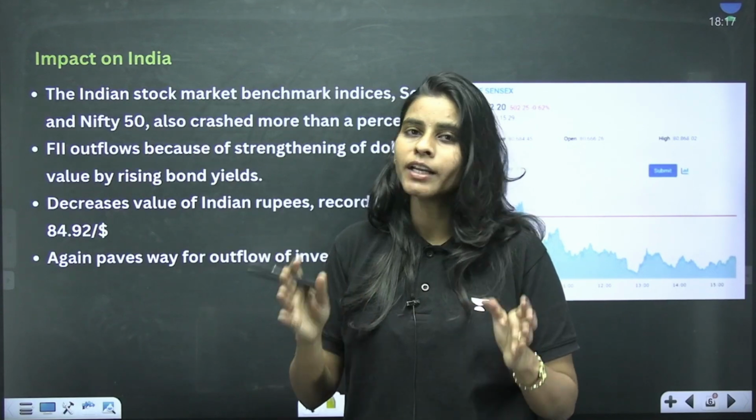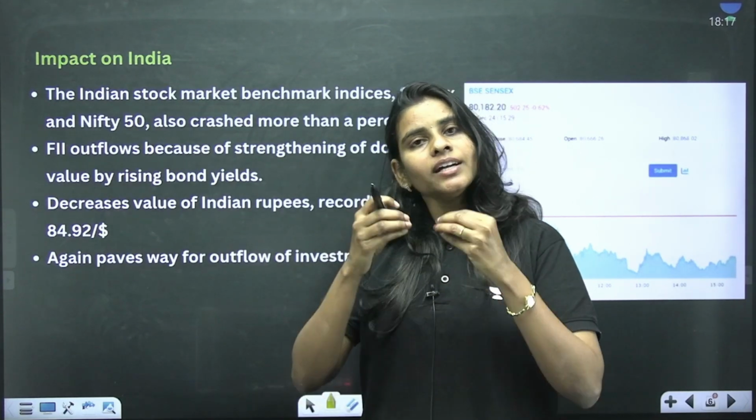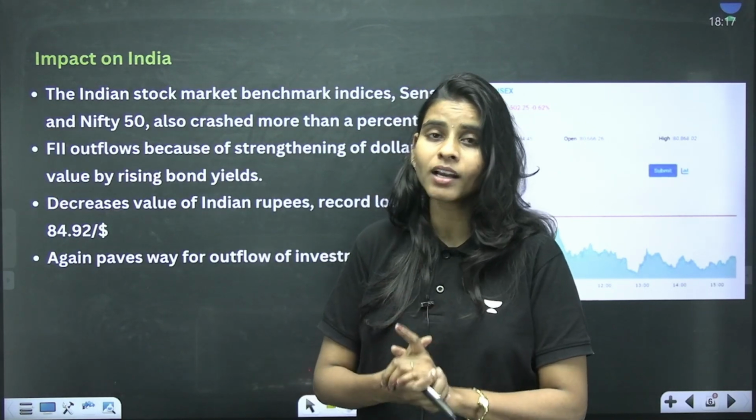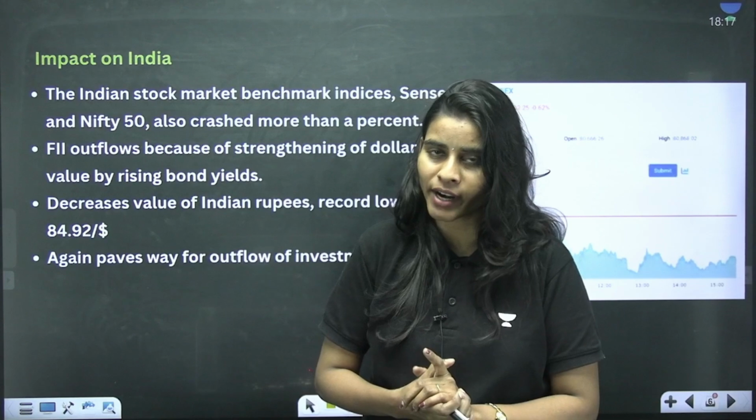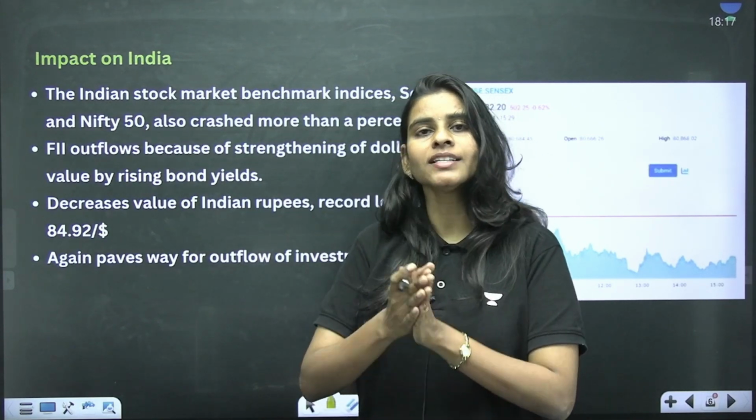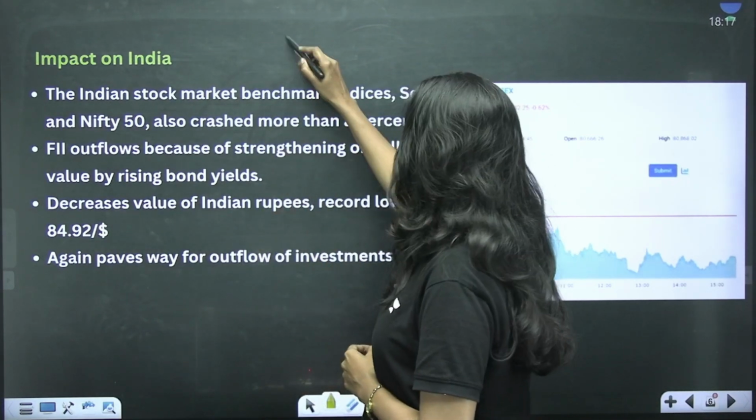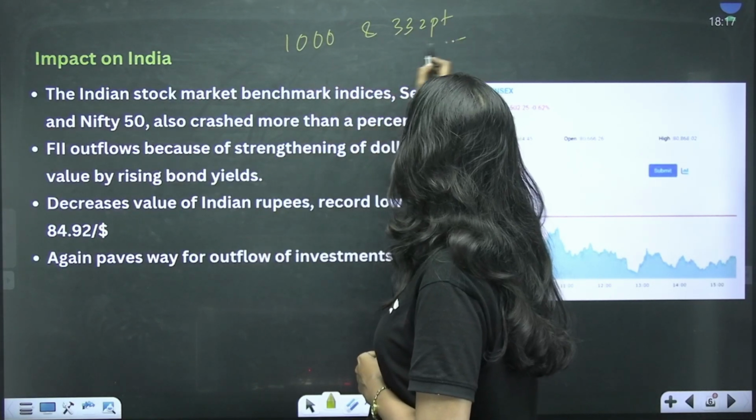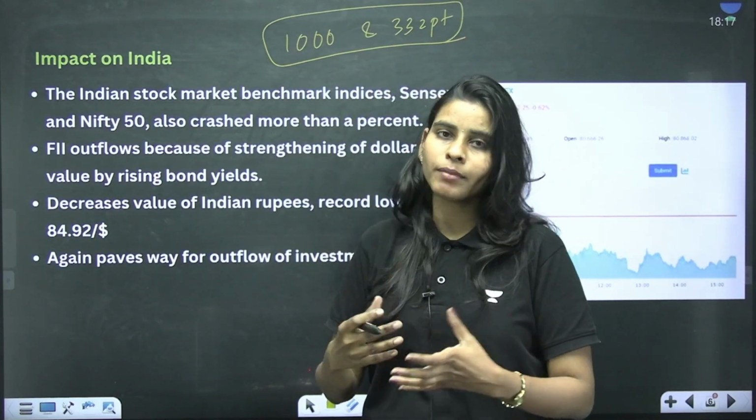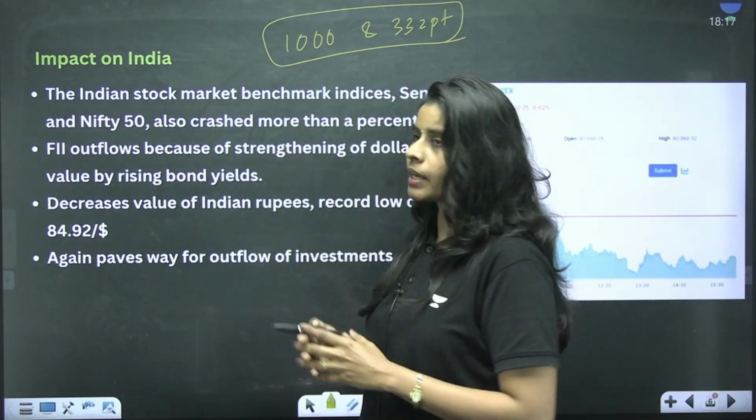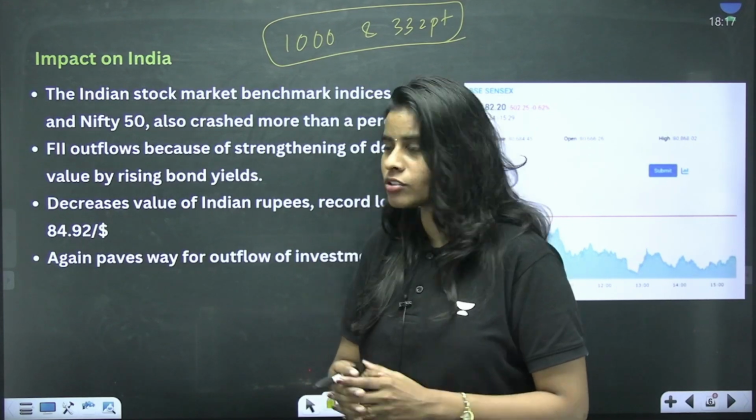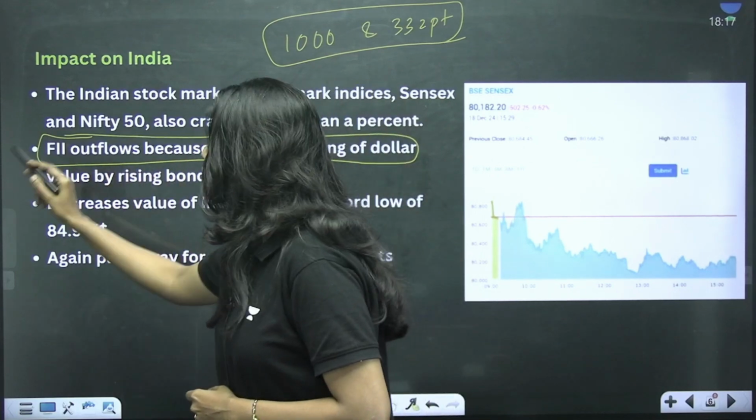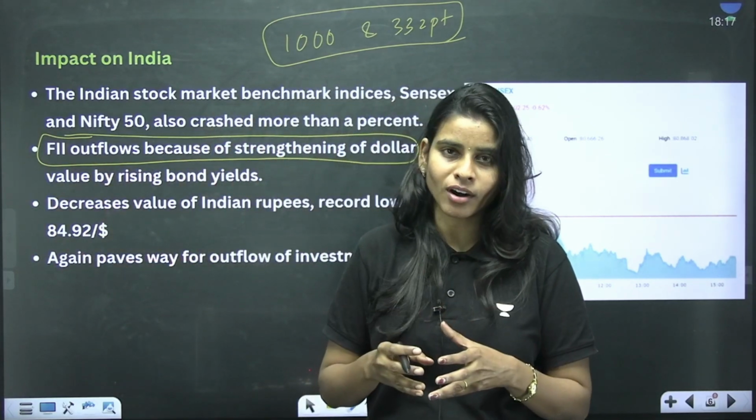This is something which is very important for you to understand. We already started to witness a decline in stock performances in just one day by more than 1 percentage point. So the Nifty and the Sensex witnessed a decline of 1,000 and 332 points respectively in just one day alone, right after this rate cut came into the picture. So why is it happening? It is happening mainly because of the outflows of foreign institutional investments, because of the strengthening of the dollar, right?